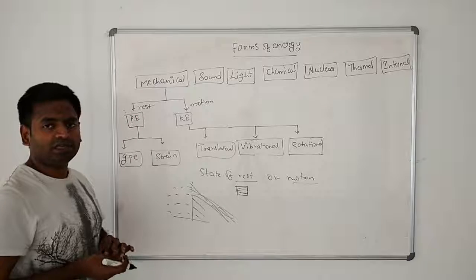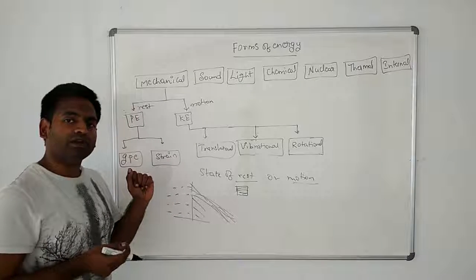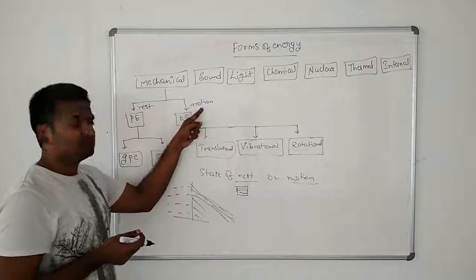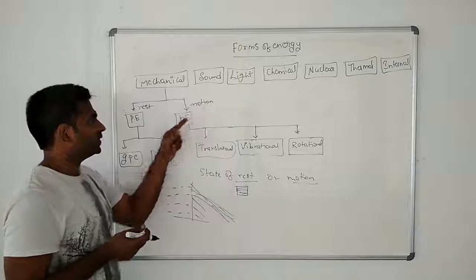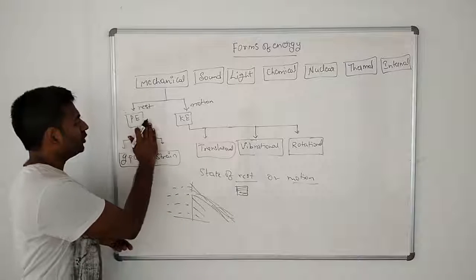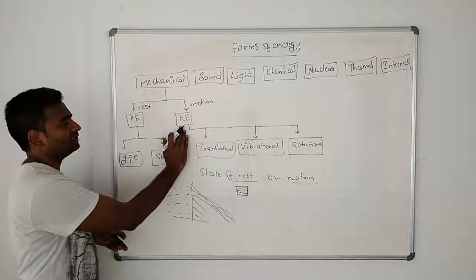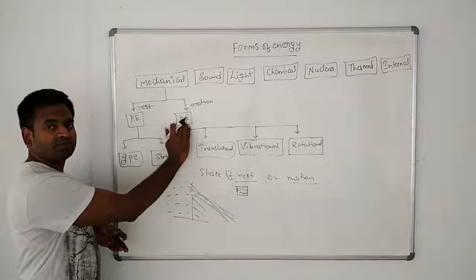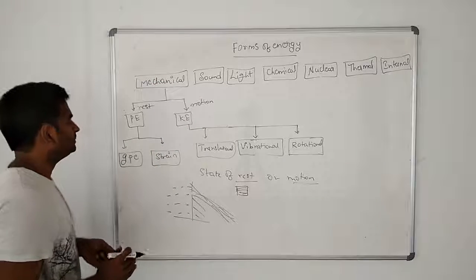Is it potential energy? No, it is kinetic energy. Why? Because now the water is moving. It is because of the state of motion. A moving body has energy, and that energy is called kinetic energy. If the body is in a state of rest, that energy is called potential energy. If the body is in a state of motion, the energy possessed by the body is called kinetic energy. Both these energies together are called mechanical energy.